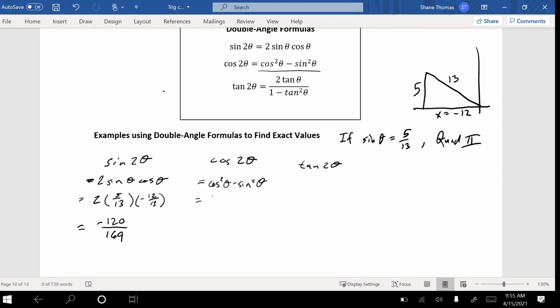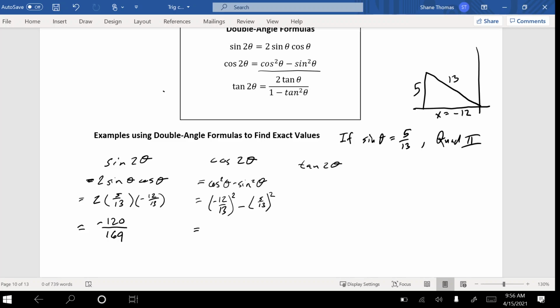Negative 12 over 13. Now, because it's squared, we have to square that. Minus sine squared of theta. Well, we just found that sine was 5 over 13, and we have to square it. All right, so now we square the top, square the bottoms.